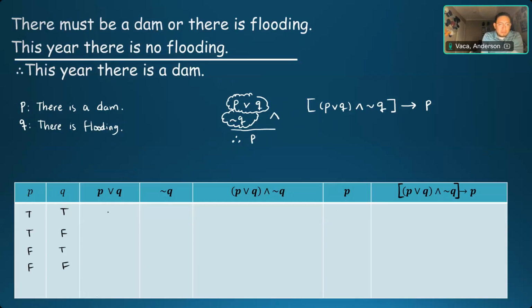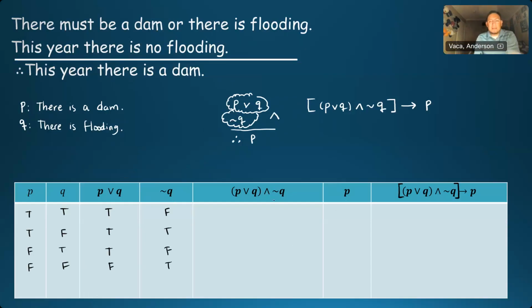P or Q? Well, that would be true, true, true, false. Because for the or, okay, it is only false when both of the components are false. So that is the first premise. This column is the second premise, which is not Q. Okay, we are negating that. And when we are negating false, that becomes true.